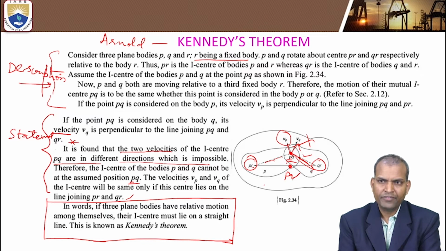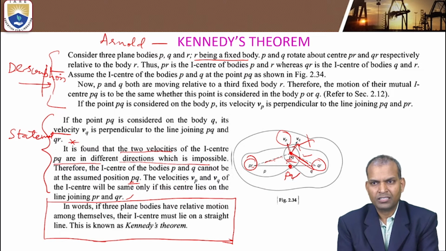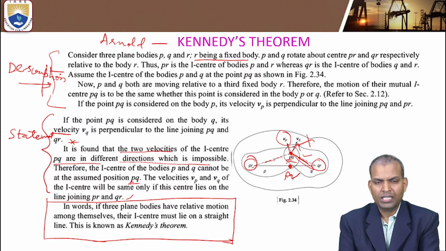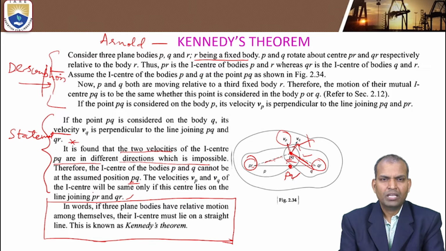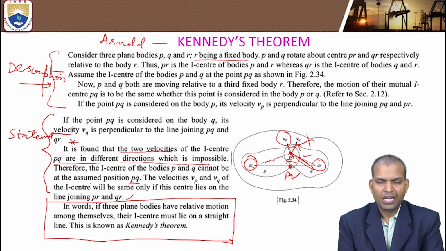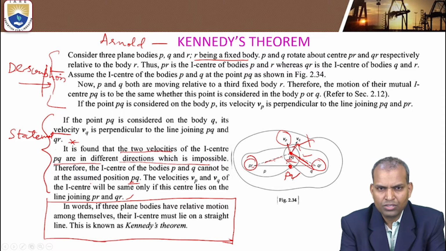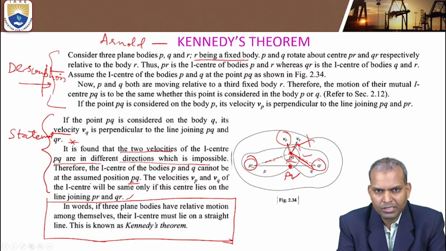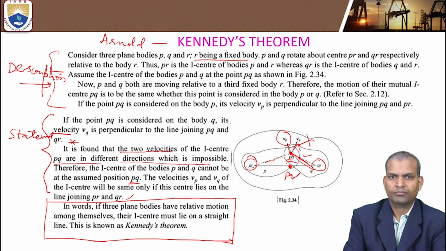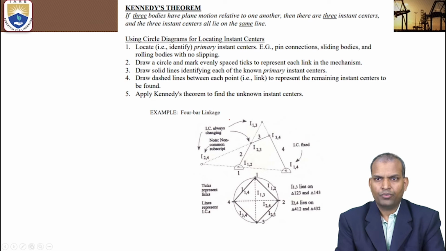bodies. So where will it be the same? If it is on a straight line, the direction of the instantaneous center will remain the same. That is Kennedy's theorem, again very simple. If three plane bodies have relative motion among themselves, their common instantaneous centers must lie on a straight line. This is known as Kennedy's theorem or Aronhold-Kennedy's theorem. Now, this is Kennedy's theorem.